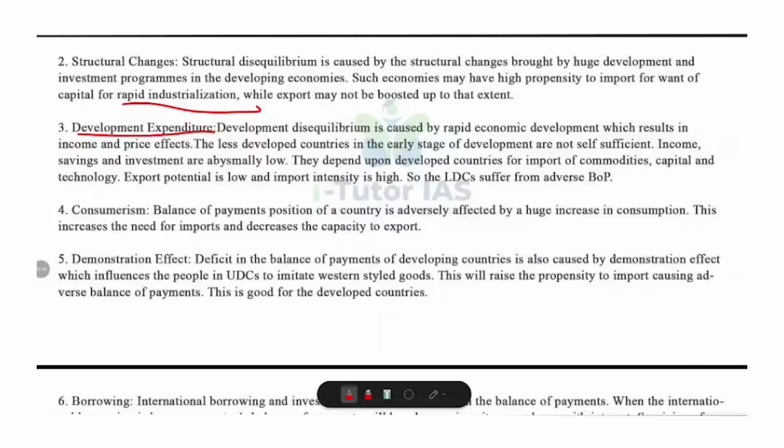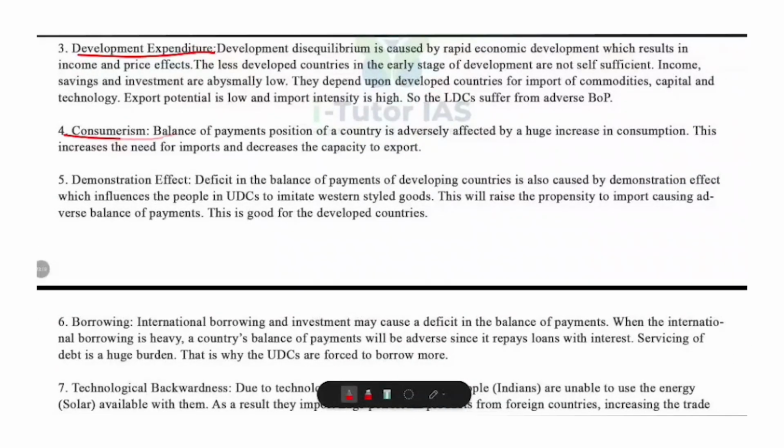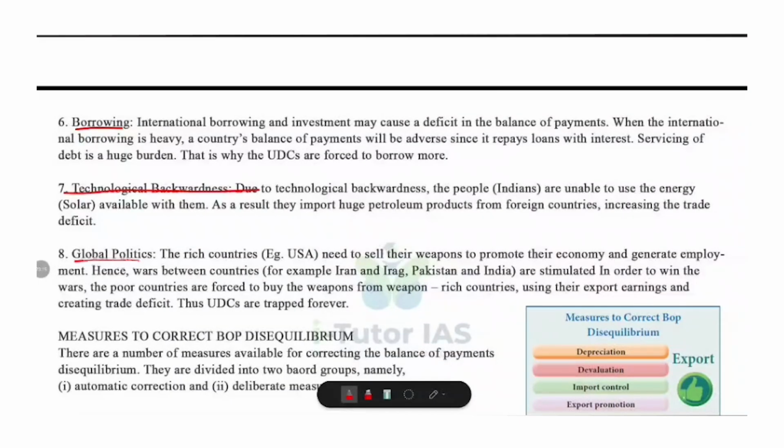As I told you earlier, imagine filling a bucket with water. Cyclical disequilibrium is like occasional waves spilling water. Structural disequilibrium is a small hole letting water out slowly, and development expenditure is like using water faster than it's being refilled. Besides cyclical, structural and development related factors, there are several other reasons why a country, especially a developing country, may face a BOP deficit. What are they? Consumerism, demonstration effect, borrowing, technological backwardness and global politics.